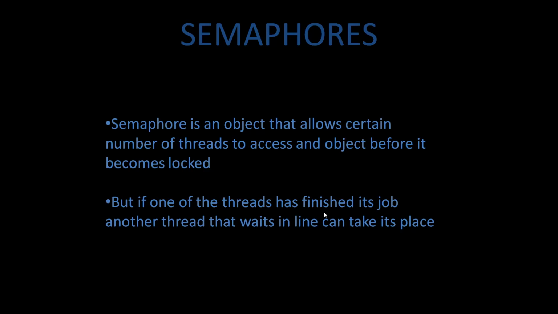Semaphores. A semaphore is essentially a mutex, but it allows a certain number of threads to access an object before it becomes locked. If one of the threads in the object has finished its job, it signals that there is a free spot for another thread to access that object. So the thread that was waiting in line takes its place and does whatever it has to do.